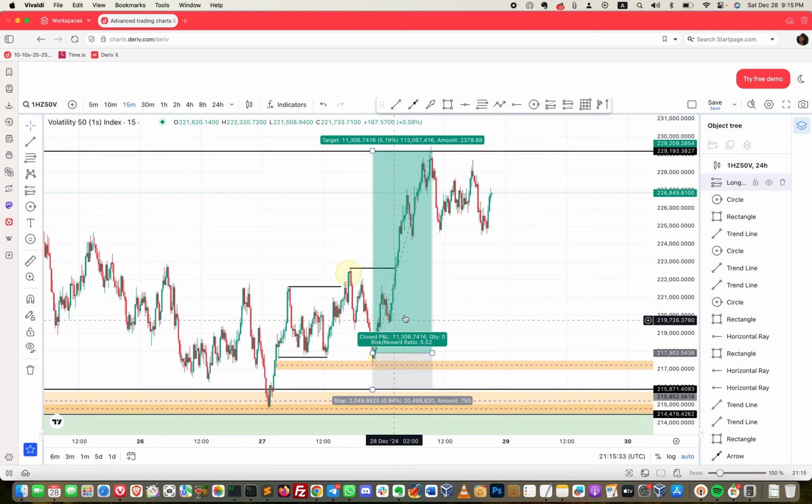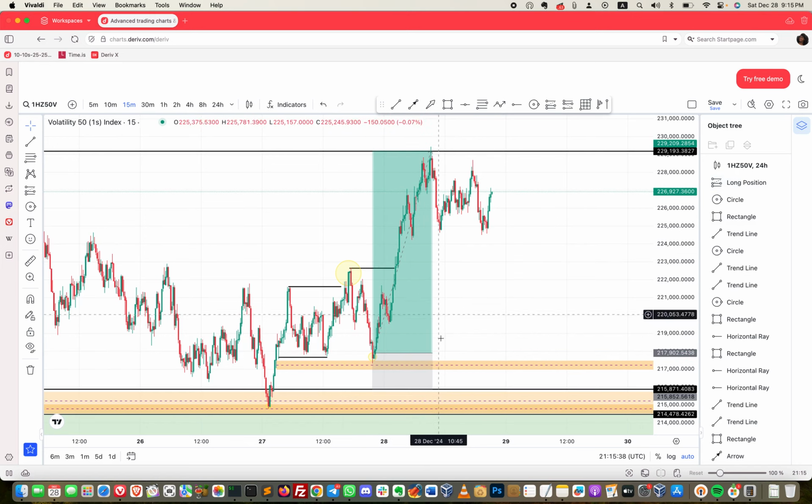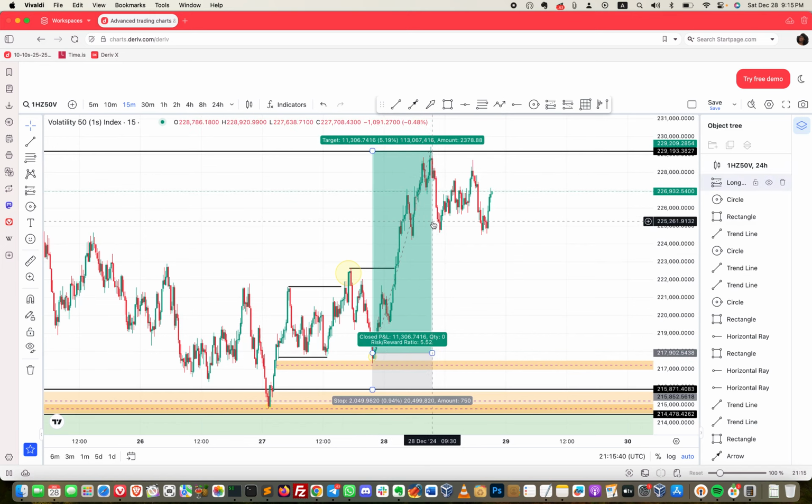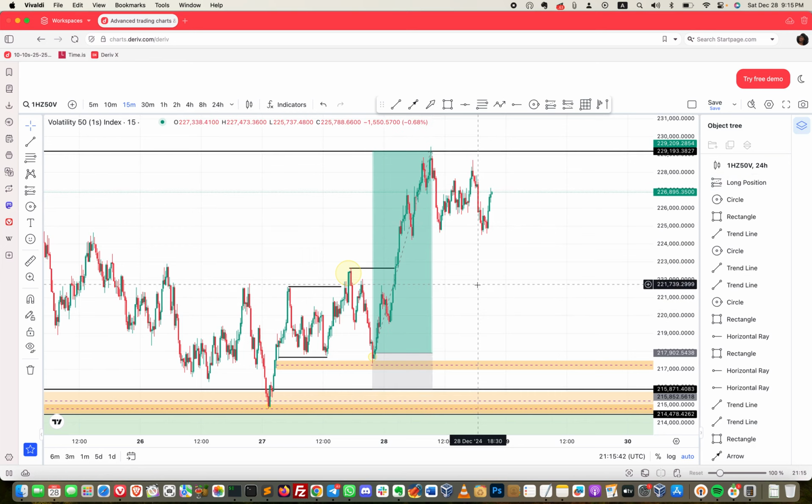But I was awake during that night, so I was just monitoring the trade till it hit TP. I took screenshots and I closed the trade. So that's how I got this trade. Hope that helps.